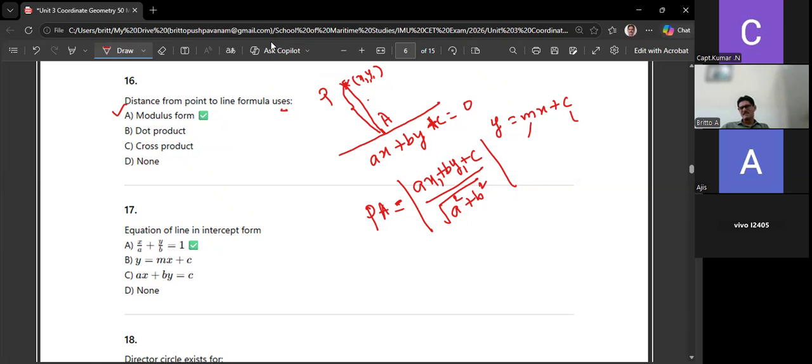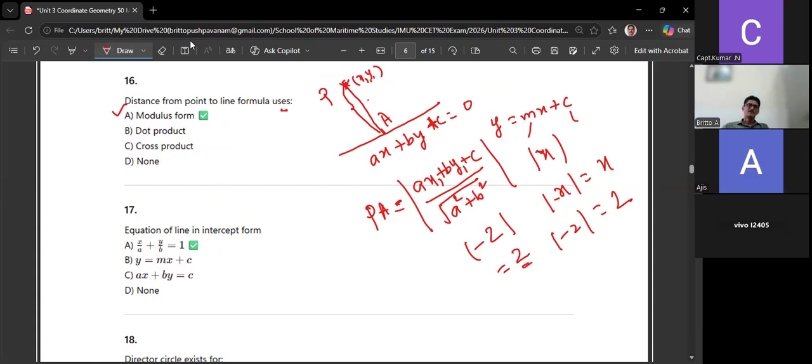But the distance is never negative. It's always positive. This is the reason we put the modulus. Modulus of x means, inside the modulus, if we get a negative value, we consider only the positive one. Suppose modulus of -2 is nothing but 2 only. If there is no modulus, then we consider the value as -2. When you put it in the modulus, we consider only the positive value. You understand? So the answer is in modulus form. But for dot product and cross product, this will come in vectors.